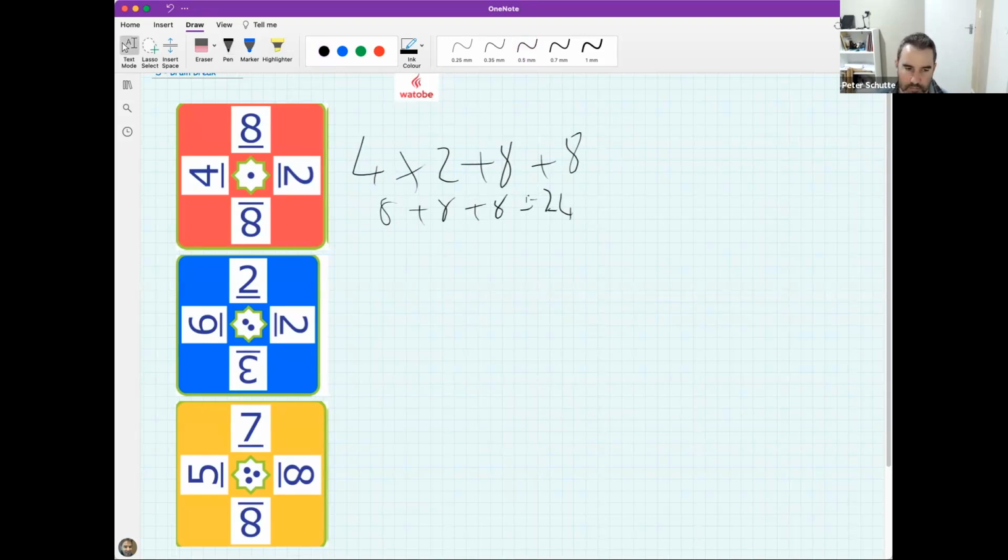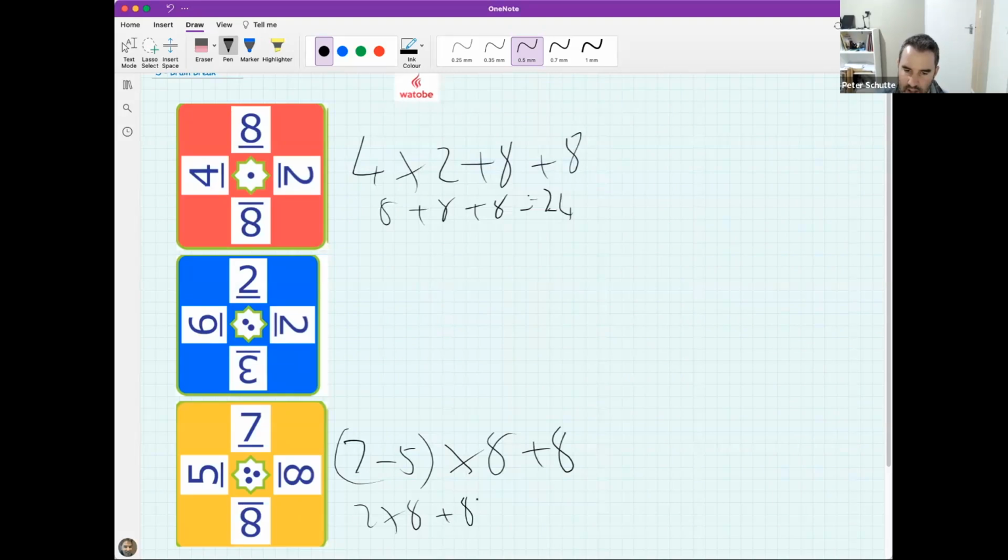For the yellow one, Nkosi has said 7 minus 5 times 8 plus 8, which is 2 times 8 plus 8, which is 16 plus 8, which is 24. Yeah, looks great.